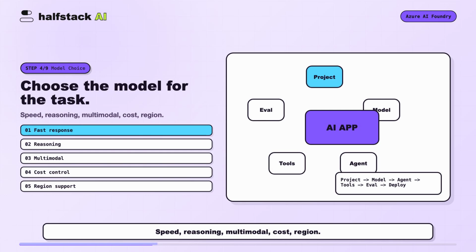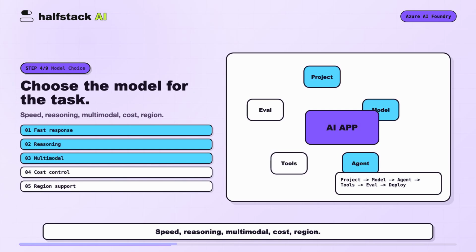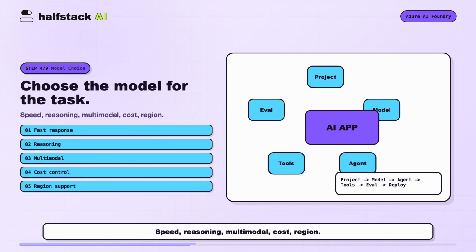The model catalog is not a trophy shelf. Choose the model for the task. Some use cases need fast, low-cost answers. Some need stronger reasoning. Some need multimodal input. Some need a specific region, provider, or deployment type. Review model cards and supported regions before promising a production architecture.